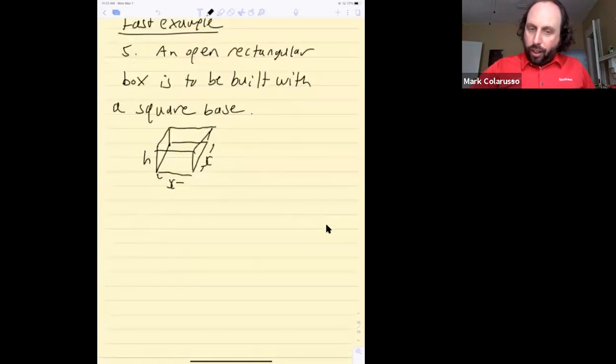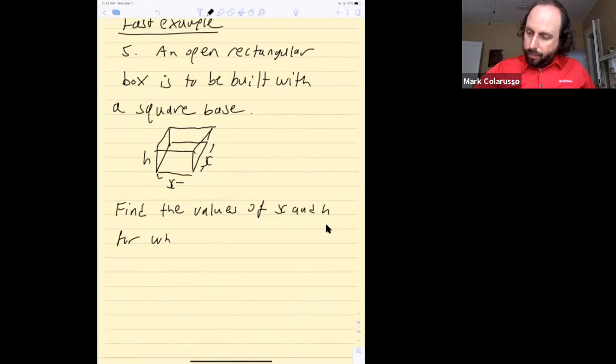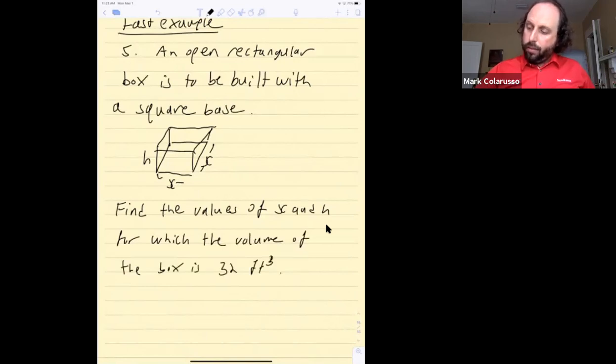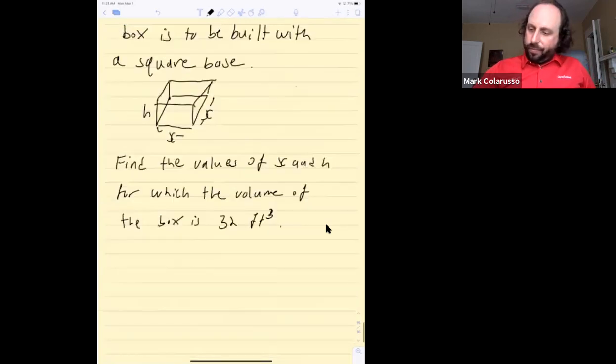So what we want to do is find the values of x and h for which the volume of the box is 32 cubic feet, okay, which is not my Christmas box, not 32 cubic feet. And the surface area of the box is minimized.